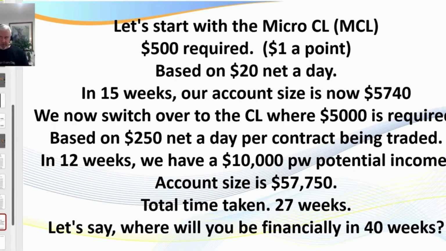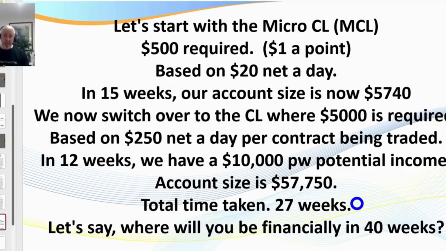Here's the bottom line, traders. Start off with $500. You may choose after 5 or 6 weeks to jump to the big contract. Maybe you've got the capital behind you, but if you don't, in 15 weeks your account is up at $5,700. You can now roll over to the big contract, where realistically, to trade correctly, you need $5,000. Based on $250 a day net, which is only 25 ticks, in 12 weeks you've got your $12,000 plus potential, and your $500 is now $57,000. Total time taken: 27 weeks.